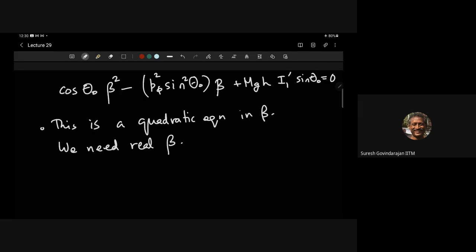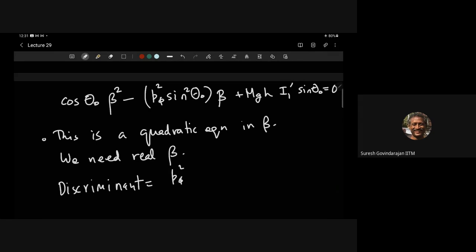So when will that happen? For a quadratic equation to have real roots, what is the condition? The discriminant should be positive. Right. So let's look at the discriminant of this equation. The discriminant is equal to b square. So it's p phi square. Is it p phi square?